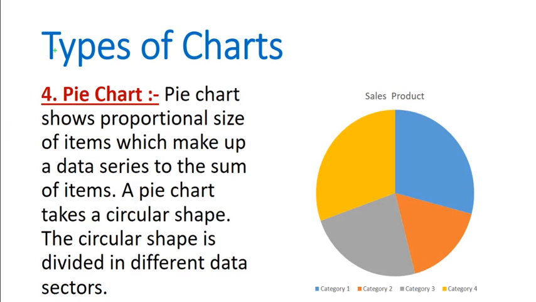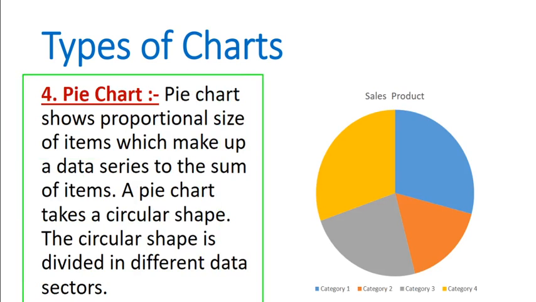Next we can see here the pie chart. The fourth type of chart is the pie chart. A pie chart shows the proportional size of items which make up a data series to the sum of items. A pie chart takes a circular shape, as you can see here. The circular shape is divided into different data sectors.